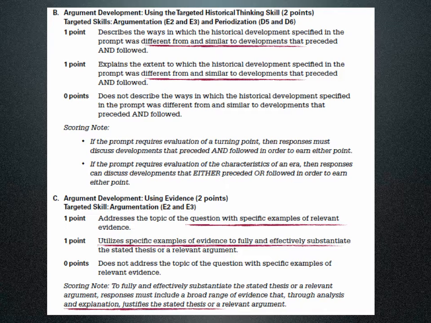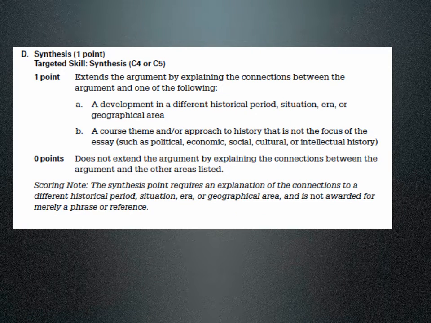Then we're going on to part 3, support with specific examples of relevant evidence; you get 1 point. And then another point, using specific examples effectively. And if you look at the very bottom of the page, that means that you have thorough analysis and explanation, not that you're just listing out a jumble of facts in support of your thesis. Last skill is synthesis. Synthesis is where the argument is extended and there's a comparison made to a different historical time period.